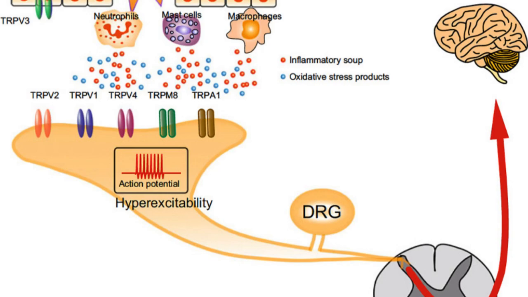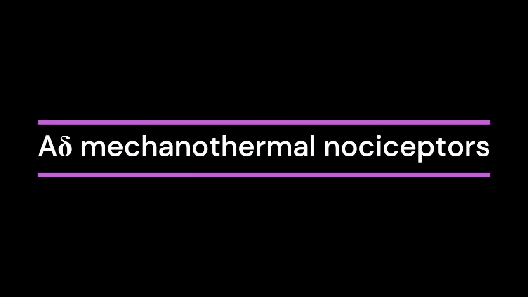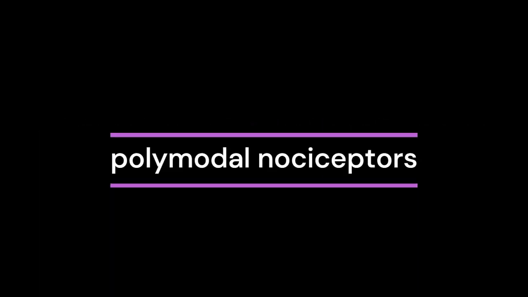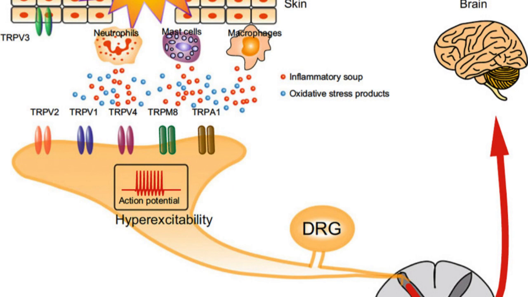There are three major classes of nociceptors in the skin: A delta mechanosensitive nociceptors, A delta mechanothermal nociceptors, and polymodal nociceptors. Polymodal nociceptors are associated with C fibers. C-type fibers are unmyelinated fibers. They are involved in the afferent transfer of temperature, dull, diffuse, aching, burning, and delayed pain.